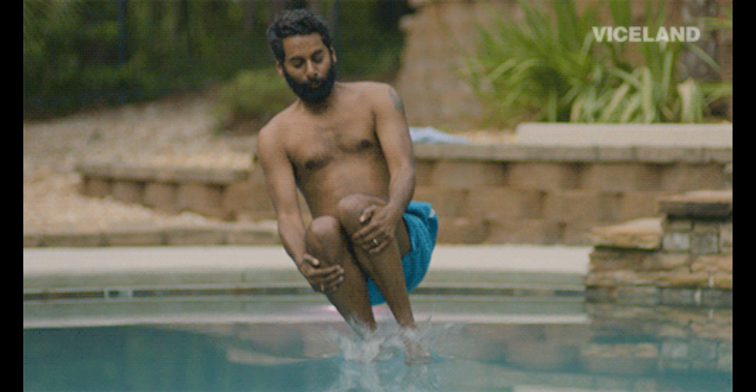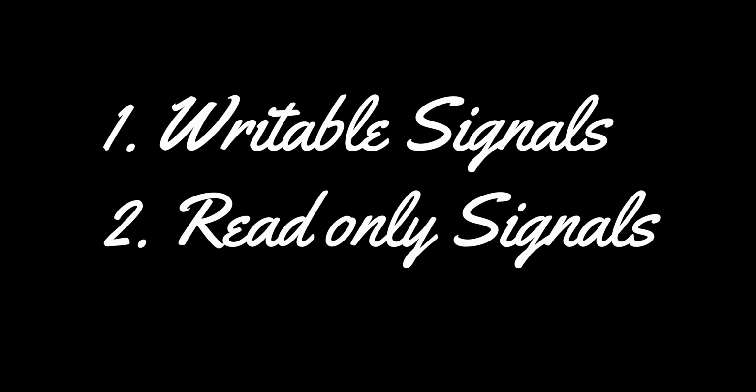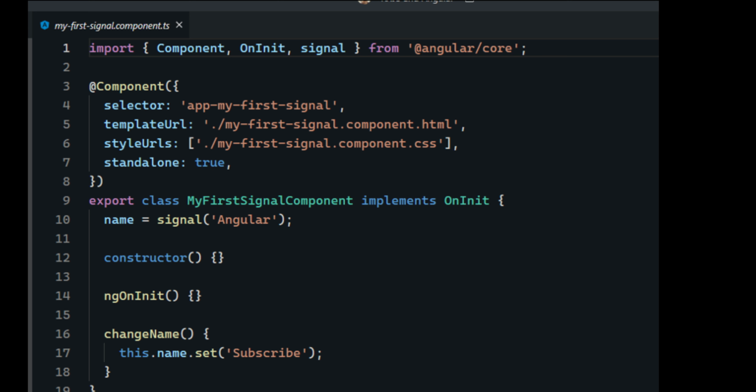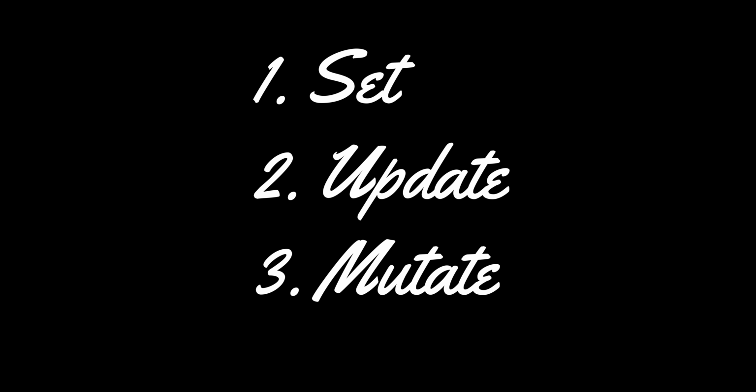Let's dive a little deeper into signals. We can create two types of signals, writable signals and read-only signals. We just saw an example of writable signals, where we can modify the value of the signal. Angular provides an API for performing three types of operations on signals: set operation, update operation and mutate operation.